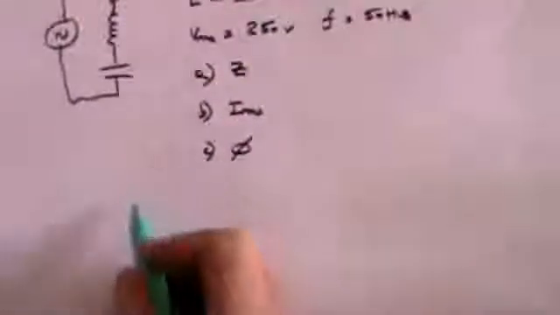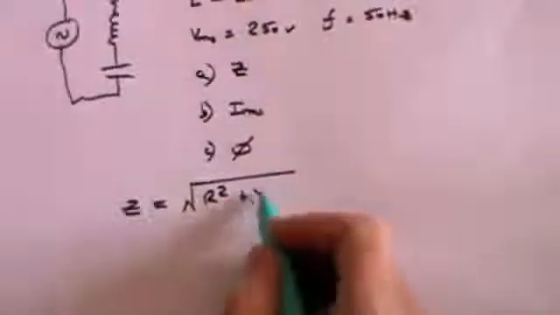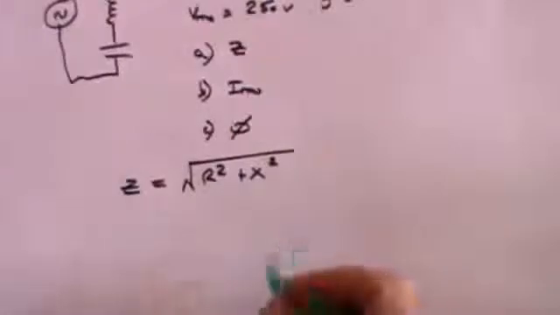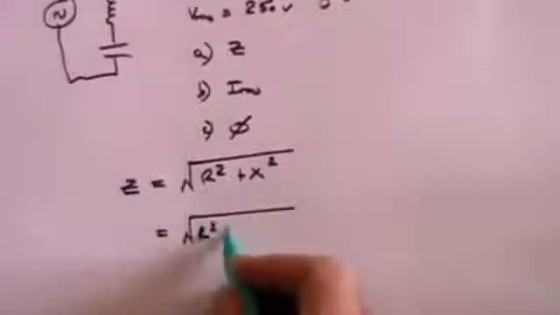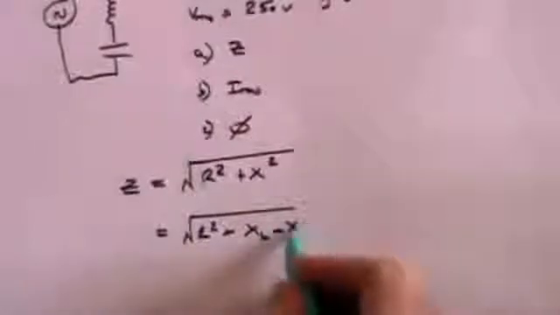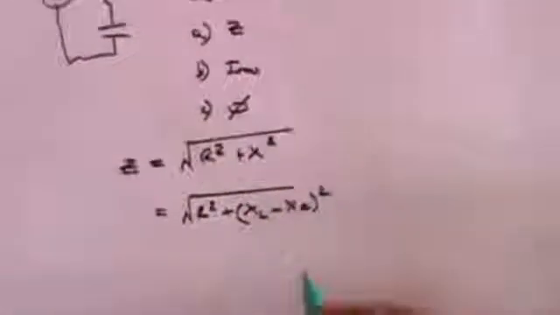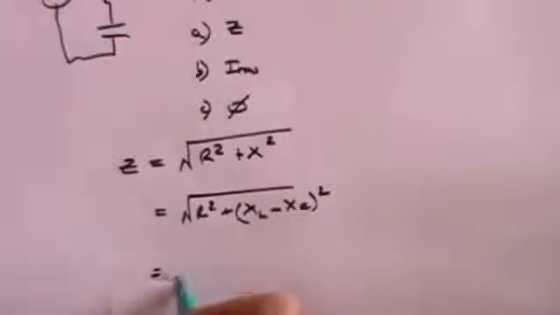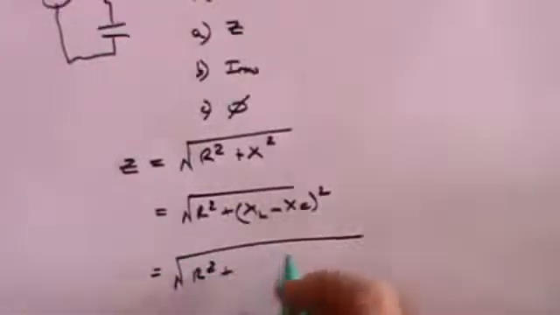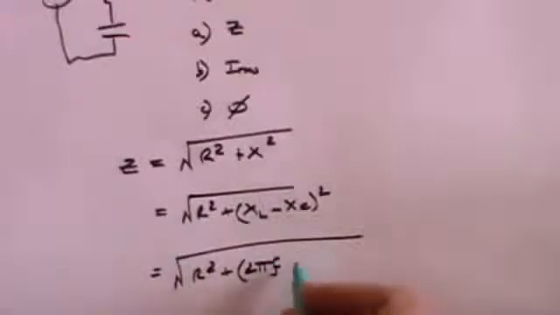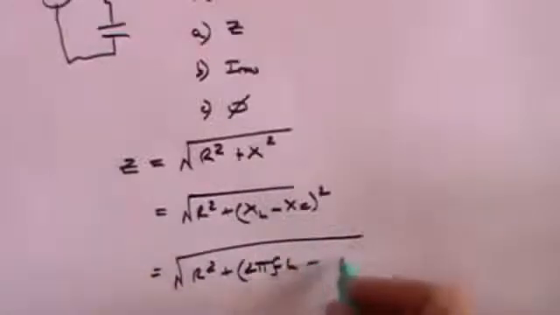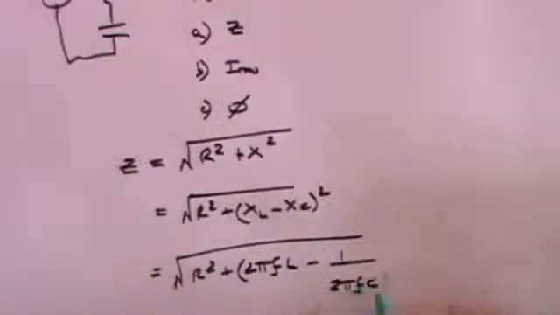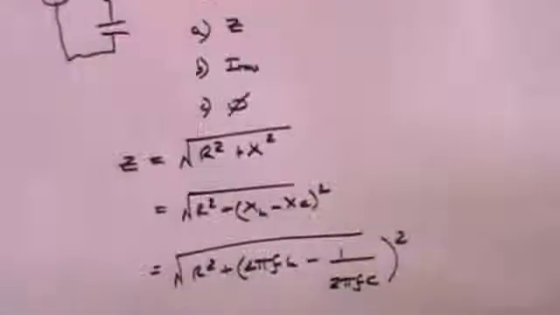Well, we remind ourselves that the impedance is always going to be the square root of R squared plus the net effect of the reactance squared, which in this case will be R squared plus (XL minus XC) squared. And that's going to be the square root of R squared plus (2 pi FL, because omega L is the reactance of the inductor, minus 1 over 2 pi FC, i.e. 1 over omega C), all squared.